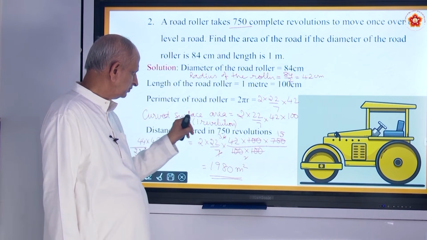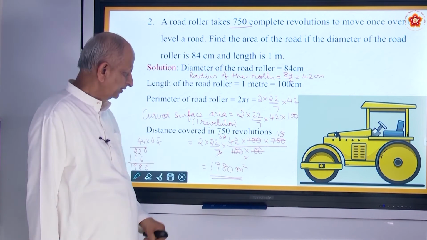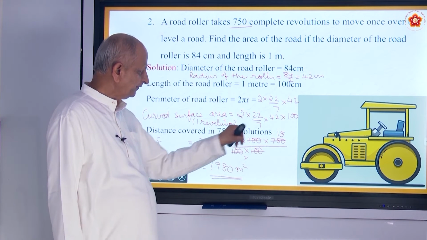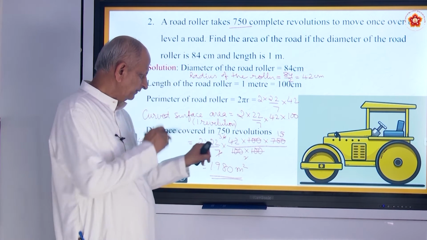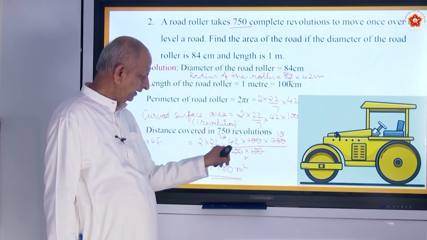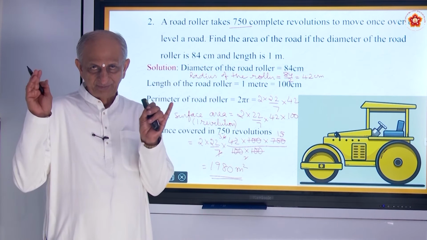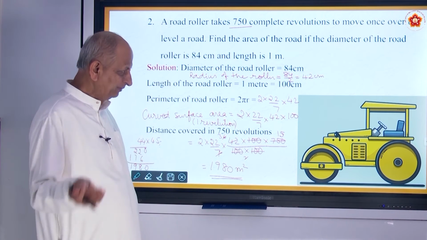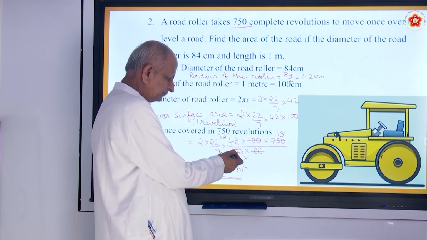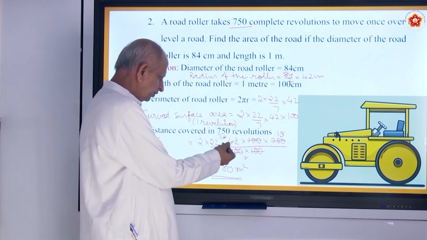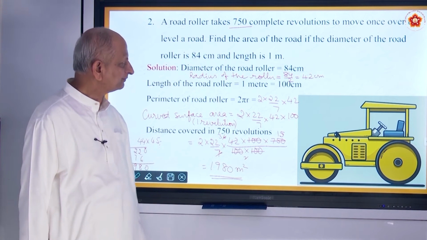Then we found out the curved surface area, 2 pi r h. Then it said 750 revolutions. So curved surface area means 1 revolution, and 750 revolutions means 2 pi r h into 750. And you get it in terms of centimeters. That centimeter is converted to meters. 1 meter, how many centimeters? 100. Square means 2 times. So if you simplify, you get 1980 square meters.